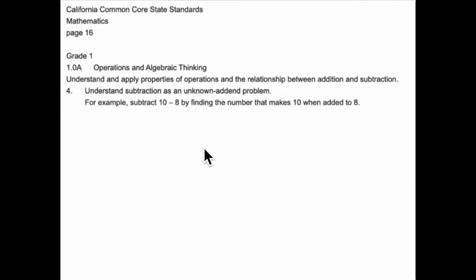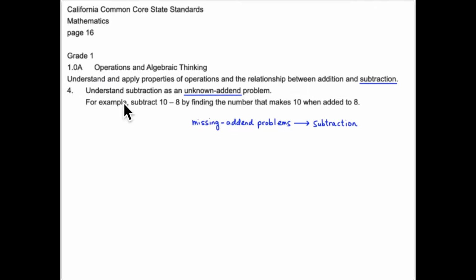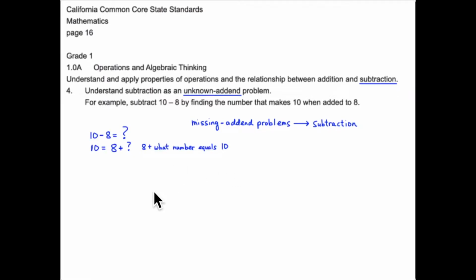To understand subtraction as the difference of two numbers on a number line, the authors used the 1st grade standard of understanding unknown add-in or missing add-in problems. So in 1st grade, you learn fact families. So you learn that 8 plus 2 is 10, 2 plus 8 is 10, 10 minus 2 is 8, and 10 minus 8 is 2. And so you ask the question, if 10 minus 8 is 2, then 8 plus what number? So this is the missing add-in, equals 10.